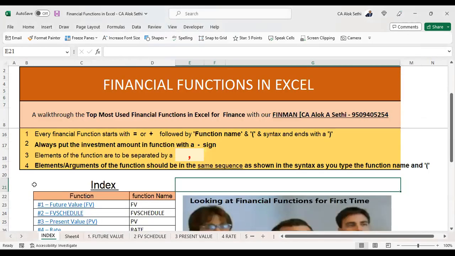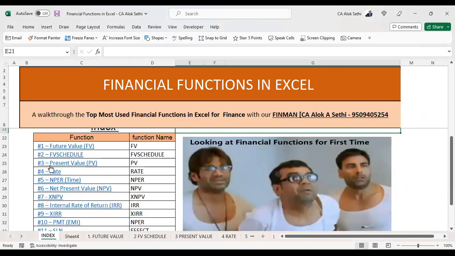We are going to start with these functions now. In this sheet I have tried to show some creativity. What I did was, in the index I put a hyperlink. Now, how do I put a hyperlink in Excel? Anyone knows how to put a hyperlink in Excel? Do you know?